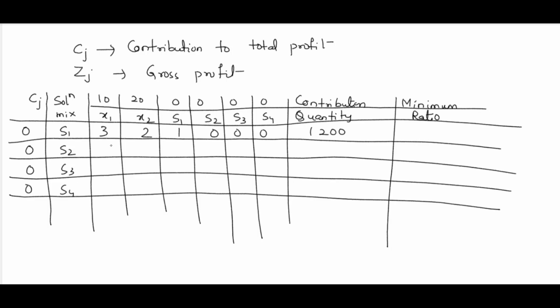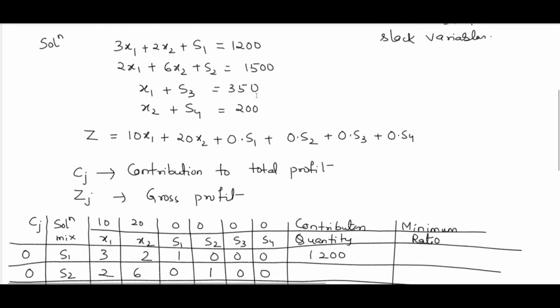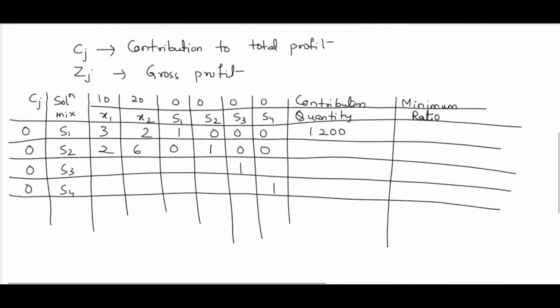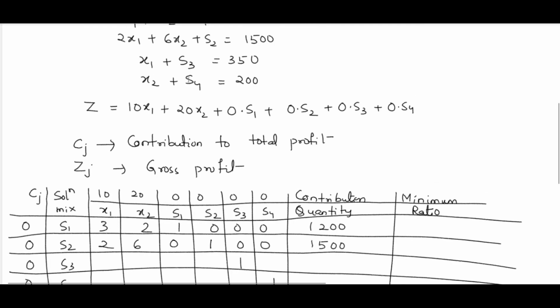Similarly for S2 it is 2, 6. Here S2 is 1, all others 0, 0. Then in the third case S3 will be 1 and S4 is 1. What is the contribution quantity? 1500. Then for S3 it is 1, 1, 350.